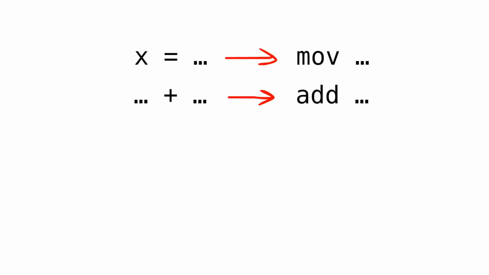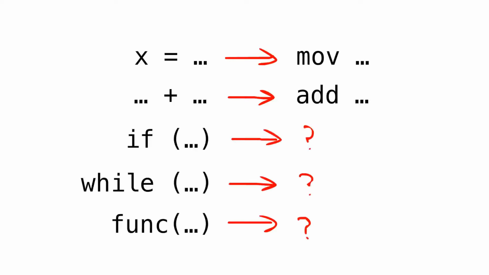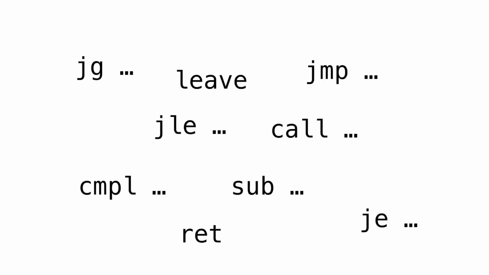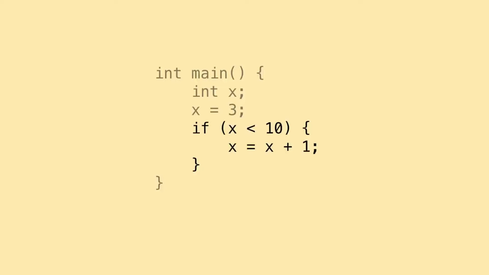Now, so far, we've seen how variable assignments and simple mathematical operations get translated. But it's not so simple for if statements, loops, and functions. There are no machine instructions that are direct equivalents. Instead, we need to emulate their behavior with instructions that do exist. Let's start with an if statement. In an if statement, we only execute the code in this block if this condition is true. If the condition is false, we skip over this code.